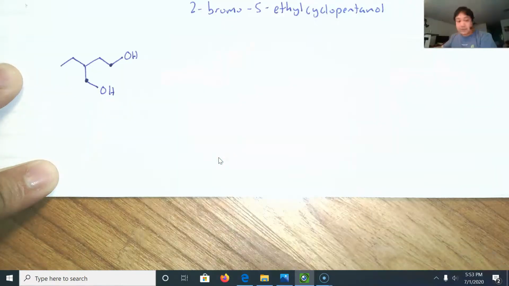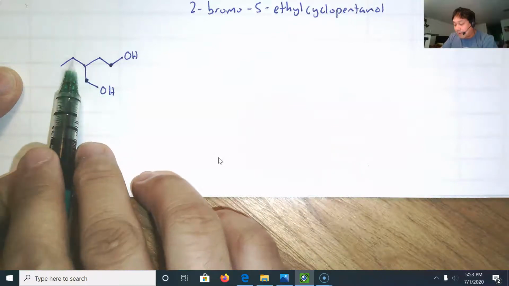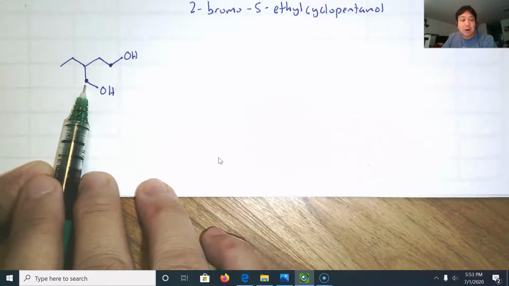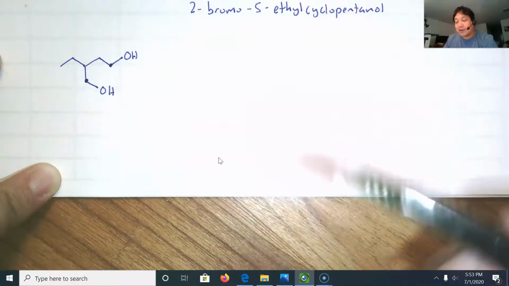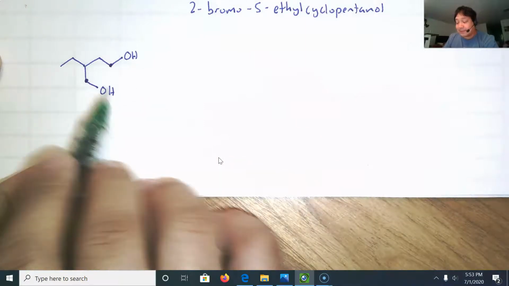Because if I think about the longest carbon chain, I have 5: 1, 2, 3, 4, 5. But you notice that I didn't put a number for this carbon. I did not include it as part of the parent, but I have to. So your longest continuous carbon chain that includes the alpha carbons is not 5. It's actually 4.